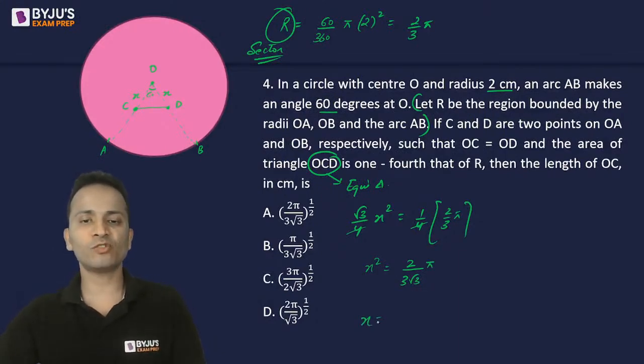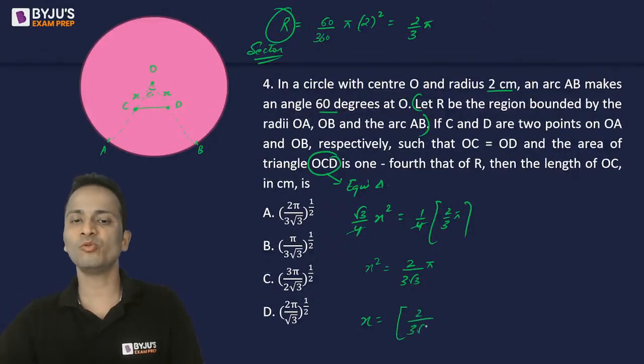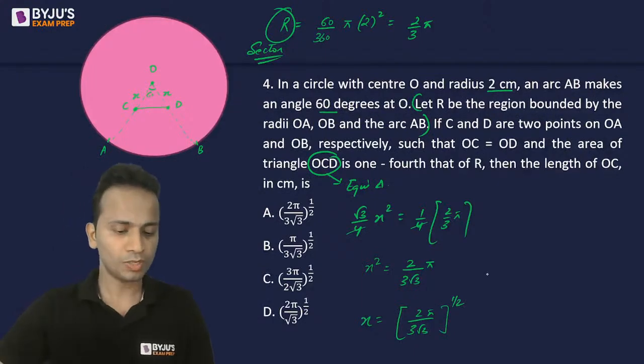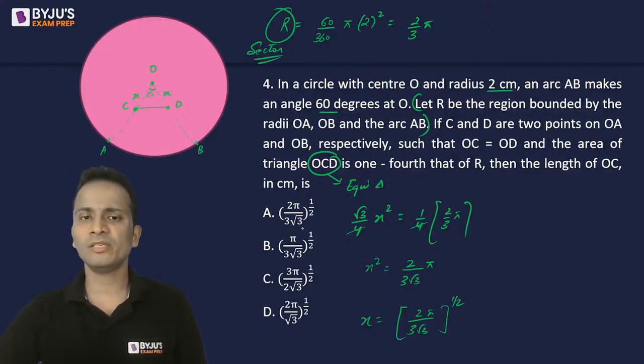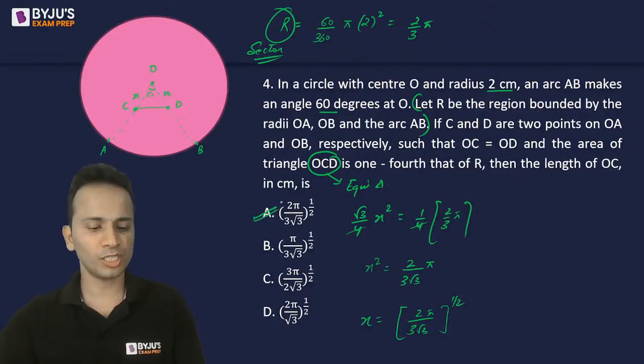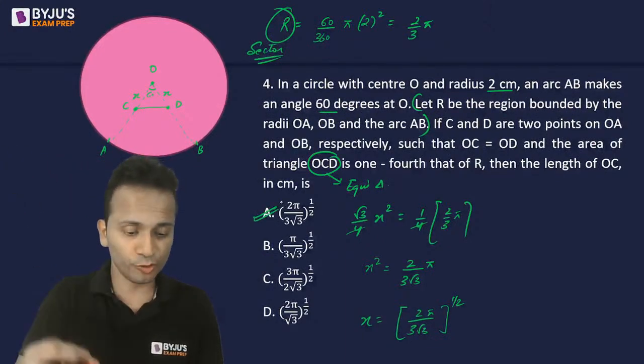So the value of x will be equal to the square root of this, that is 2 upon 3 root 3 pi and whole raised to the power 1 upon 2. Now you can match your answer with the options. So (2 pi upon 3 root 3) raised to the power half is option A.